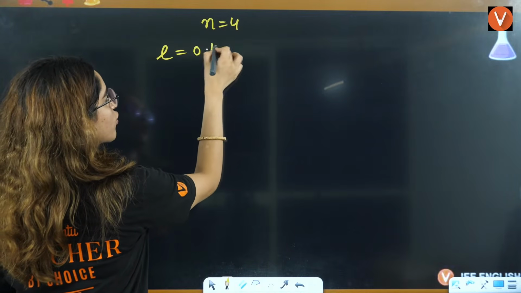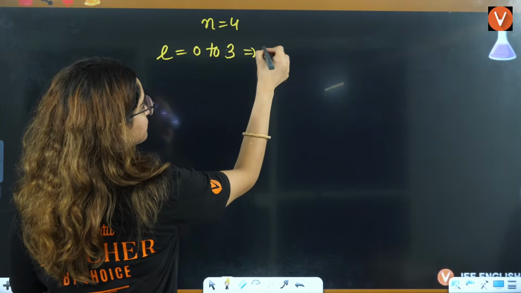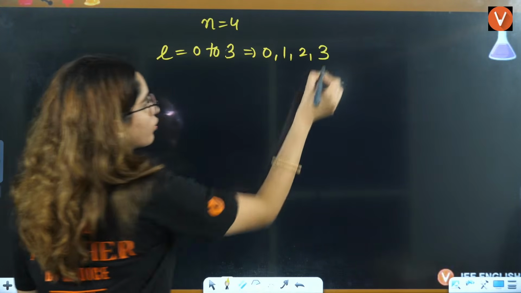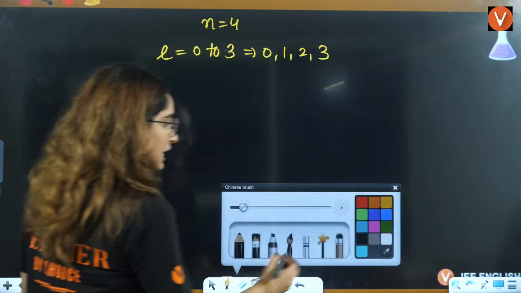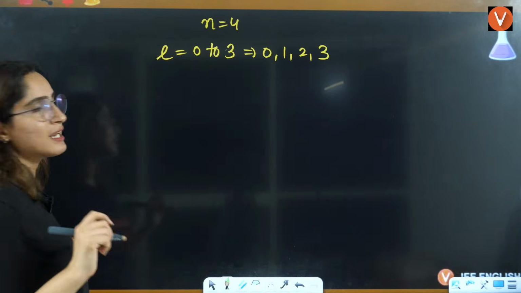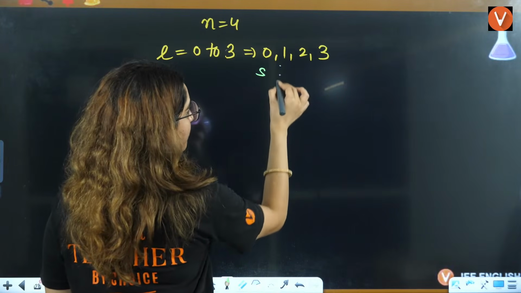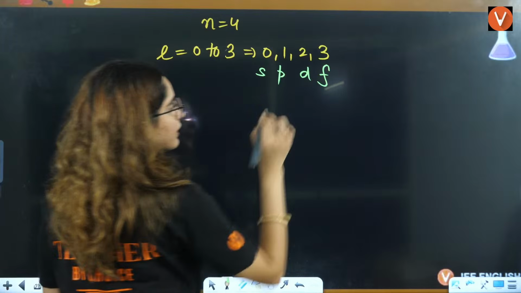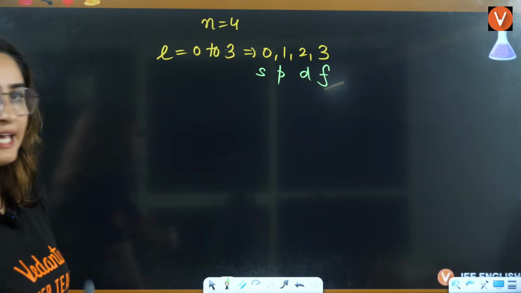It can be 0 to n minus 1, that is 4 minus 1, that is 3. 0, 1, 2, 3. Okay. Now, if L is equals to 0, 1, 2, 3, that means it will be S, P, D, F, isn't it? It will be equals to S, P, D, F.